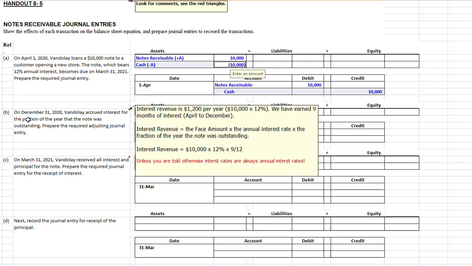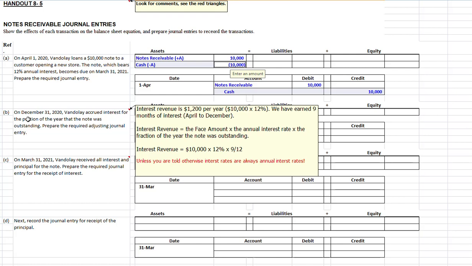On December 31st, 2020, we aren't going to actually collect any interest from our customer, but they owe us interest. Our interest revenue is going to be $1,200 per year. That would be the $10,000 times 12%. And on a monthly basis, that works out to be $100 per month. We've earned 9 months worth of interest, April to December. And so we need to record interest revenue and interest receivable.